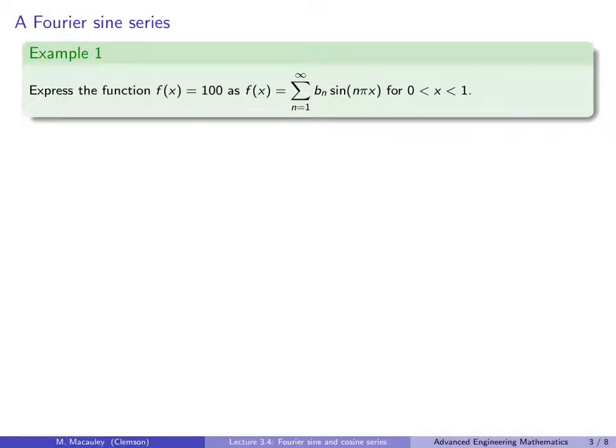Okay, so let's do an example. Let's express the function f of x equals 100 as a sum of sine waves between 0 and 1. So how do we do that? So here's 1. Let me draw the function. So there's the function, and if we need to express this as sine waves, this thing is an odd function. So this is odd. So what we have to do is make this odd.